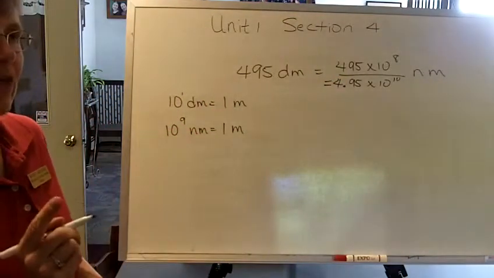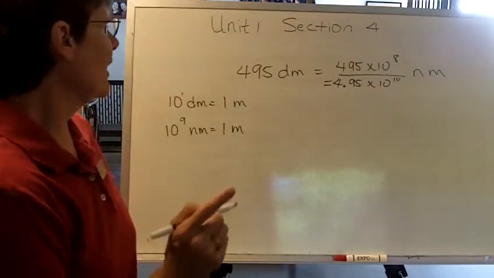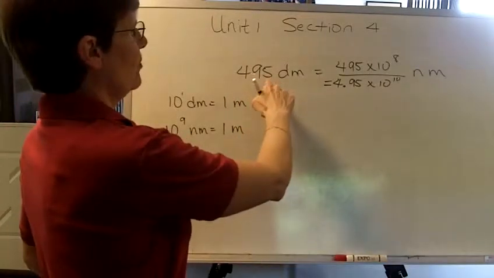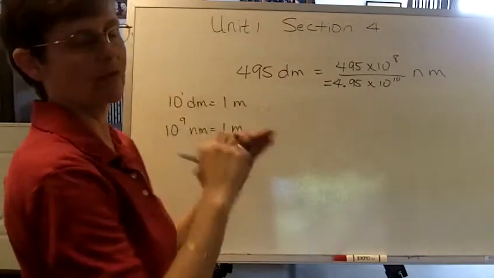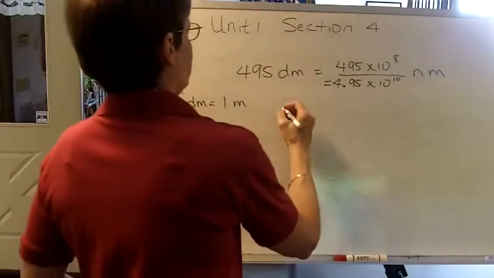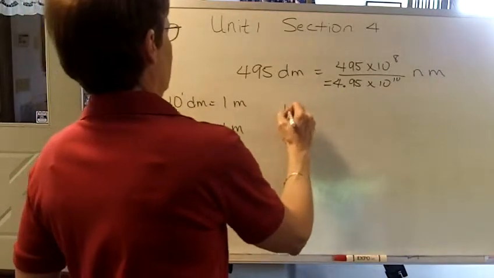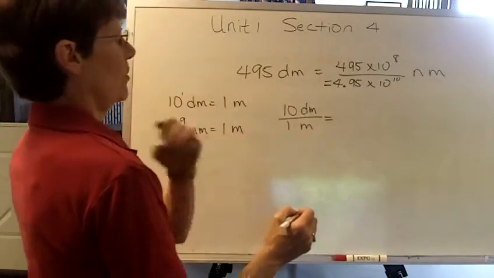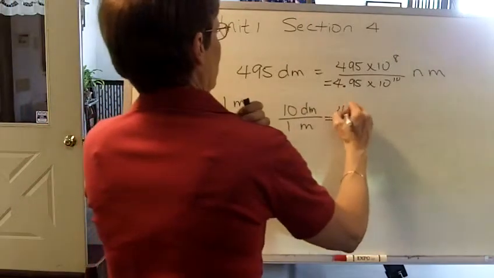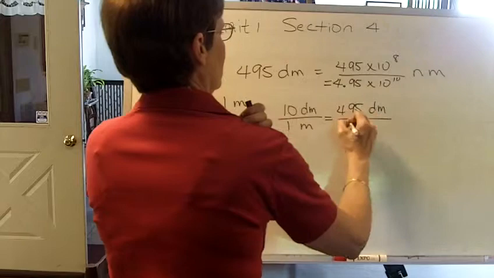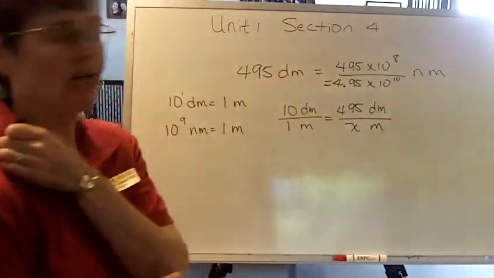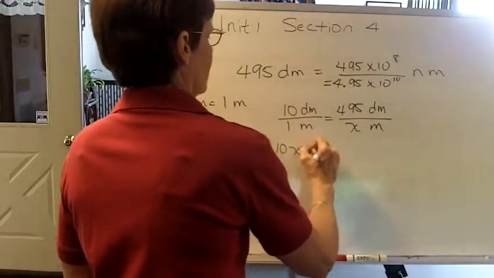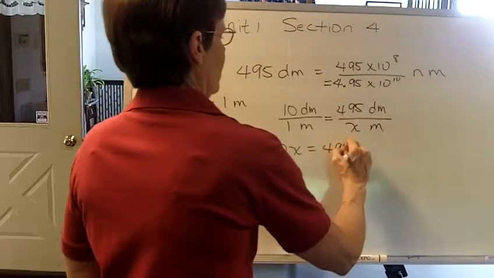All right, let's look how that would work out if we did it with the proportionalities. It would become a two-step problem, actually, because I know my decimeters, and I would have to go from there to meters, and then once I had meters, I could go from there to nanometers. So let's do that. 10 decimeters and 1 meter can go together because that's a ratio that we know. And so now I'll have 495 decimeters and x meters. Okay, so this time my x ended up on the bottom, and that's perfectly fine because we're going to cross multiply. So we'll say 10x is equal to 495 decimeters.